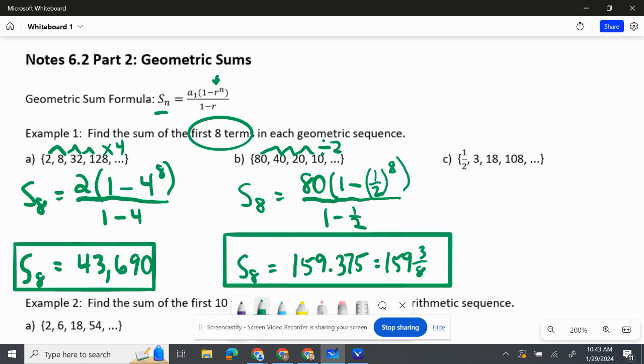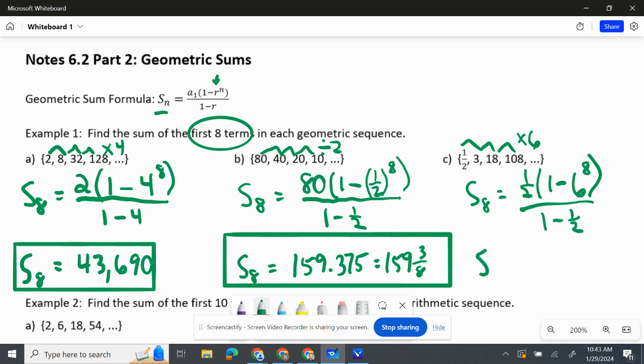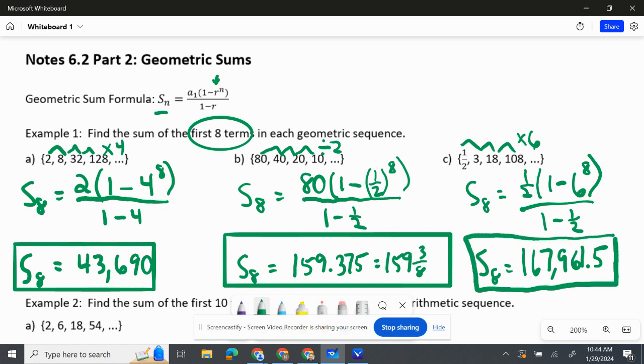And then for letter C, what we notice is that it's being multiplied by 6. So I'm finding, once again, the sum of 8 terms. My first term is a half, and then I have 1 minus 6 raised to the 8th, and I'm dividing it by 1 minus a half. And that right there gives me the sum of 8 terms, which is 167,961.5. Or you could have a half. Once again, decimal or fraction is fine.